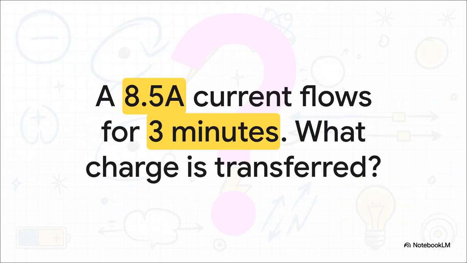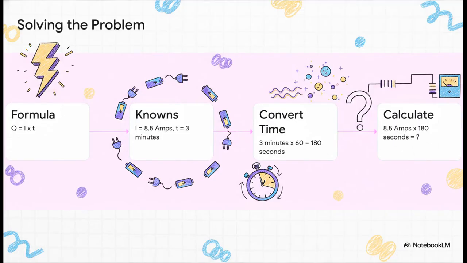Okay, here's our problem. We've got a current of 8.5 amps, and it's flowing for 3 minutes. The question is, what is the total quantity of electricity, or charge, that's been transferred in that time? Let's solve this step by step. First, we identify our formula, which is Q = I × T. Second, we list the values we know. I is 8.5 amps, and T is 3 minutes.